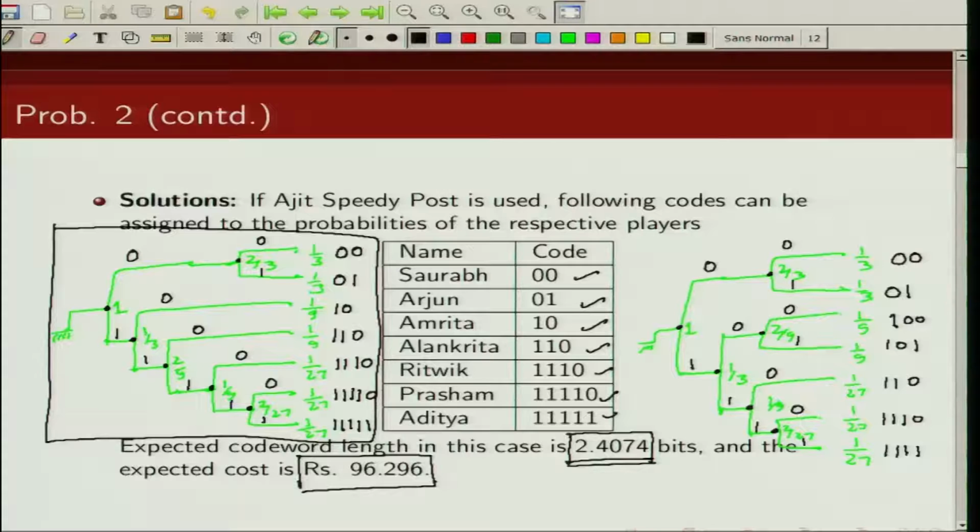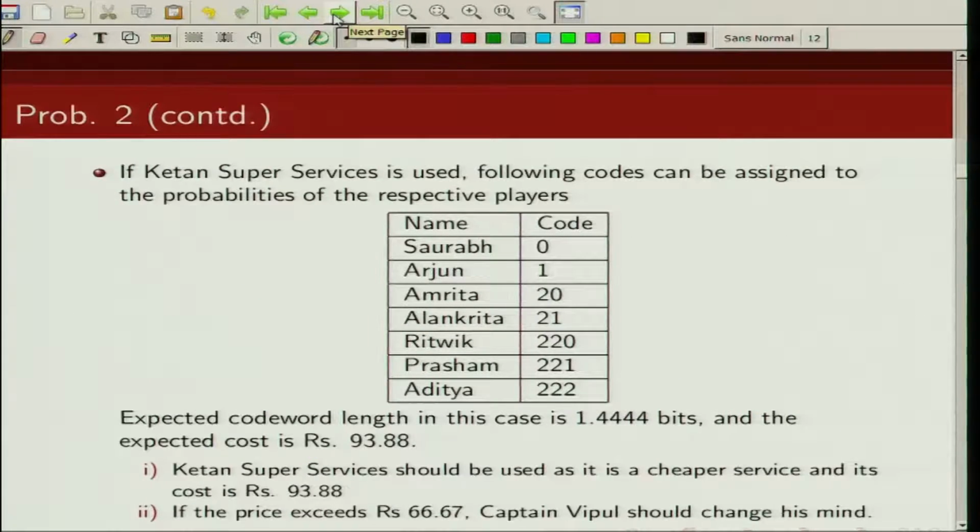Okay. Now let us look at Ketan Super Services. Now Ketan Super Services uses ternary bits, right? And we have U which takes values 1 by 3, 1 by 9 and 1 by 27. So K in this case is 7. What is D? It's a ternary code, so D is 3.